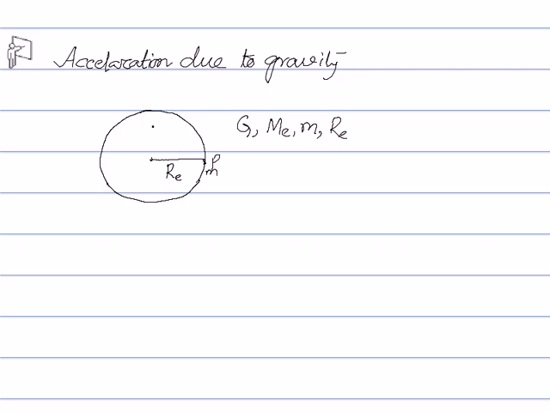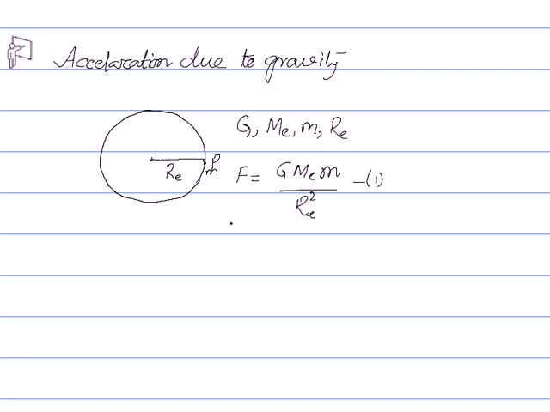Now this point mass m is on the surface of the Earth. Therefore Earth exerts a gravitational force on it. So the gravitational force with which Earth attracts this point mass m is G times the mass of Earth times the mass of this particle, divided by the radius of Earth squared.